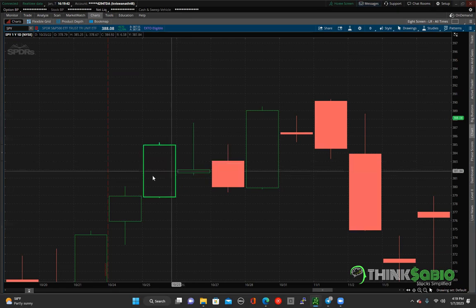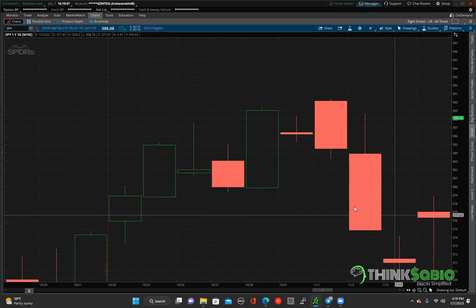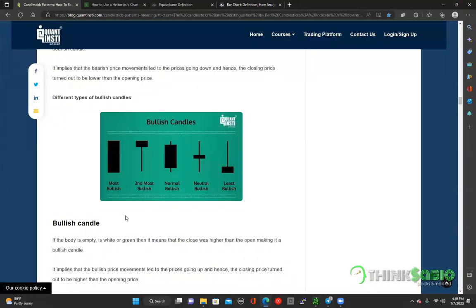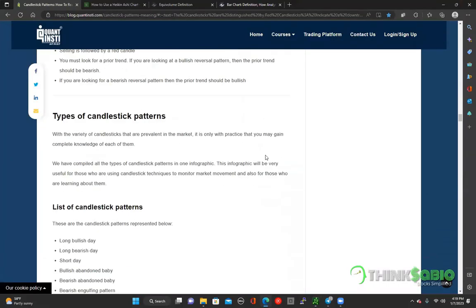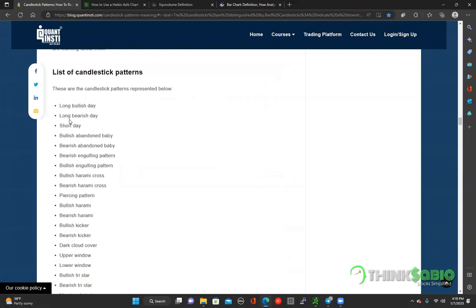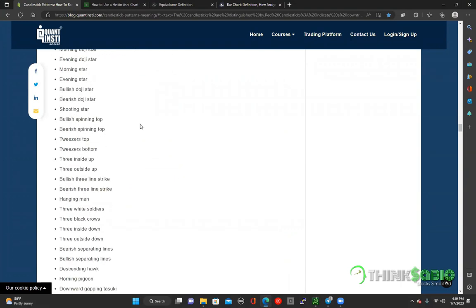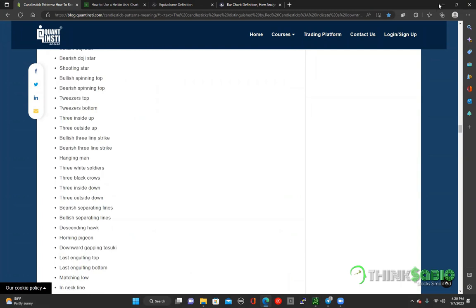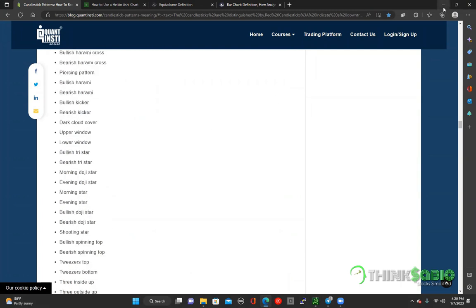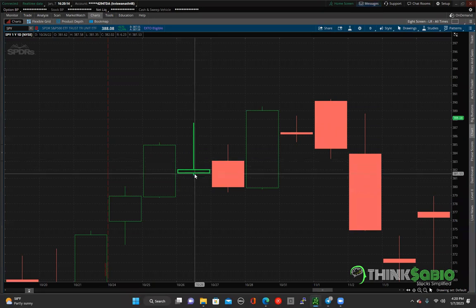So there are names for all these. I think they call it a hammer or inverse hammer, and then this is a hammer. There are different names, and this website has all these names like long bullish day, long bearish day, short day, shooting star, morning star. In short, there are many traders who trade just by looking at the candlesticks. And because the candle tells you a story, right?